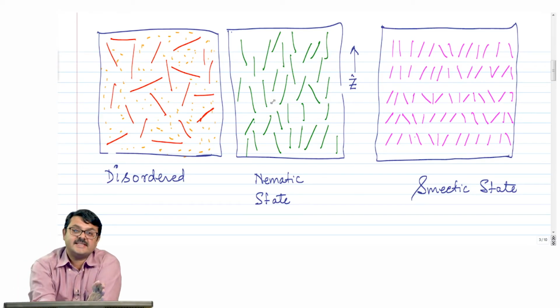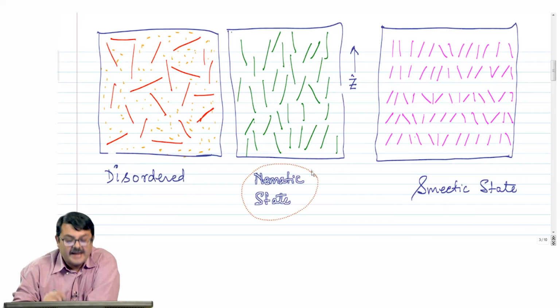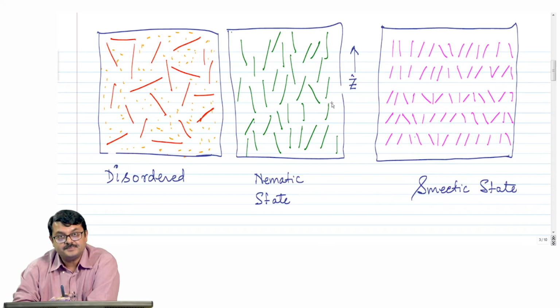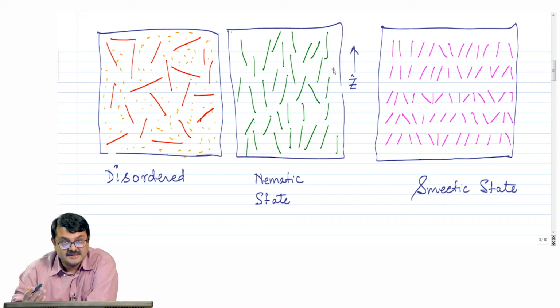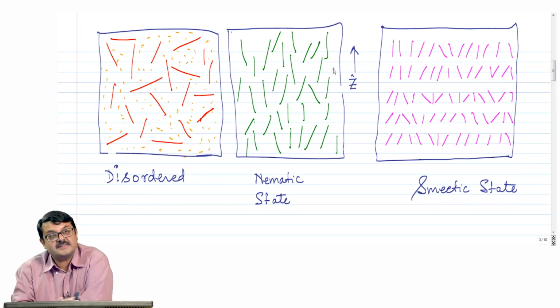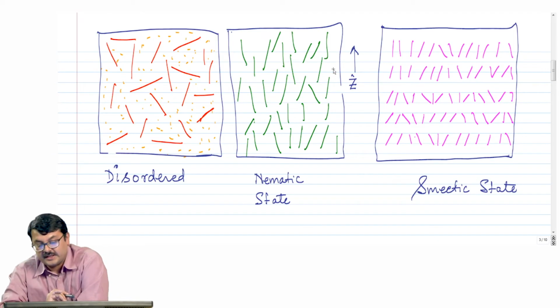So, you see that there is a change in symmetry from the so-called disordered phase to the nematic phase. In this nematic state there is no positional order. They can be at any point in the liquid, just like a liquid, but you have orientational order. So, there has been a change of phase and a change in microscopic symmetry, a change in order microscopically in the system.